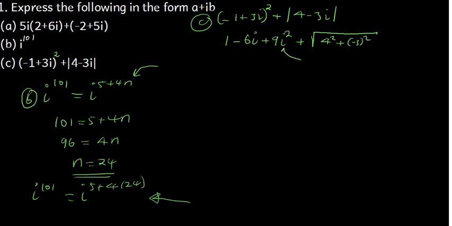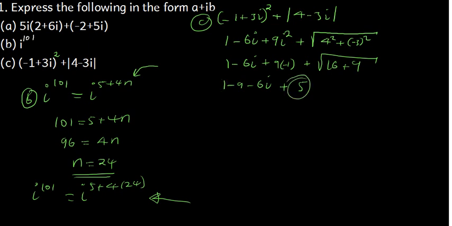Where there is i squared, we can substitute with a -1, and so this is going to give us 1 minus 6i plus 9, -1 there, and that will be plus the square root of 4 squared is 16, 3 squared is a 9, and so this is going to give us a -1, and then a -9. We can now put like terms together. So that will be 1 minus 9 and then minus 6i plus the root of 16 plus 9. 16 plus 9 is 25. The root of 25 is a 5. So this will be 1 minus 9, that is a -8.